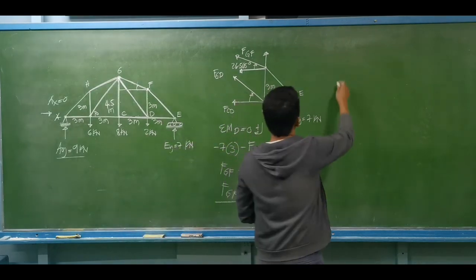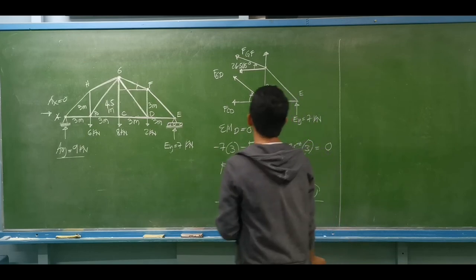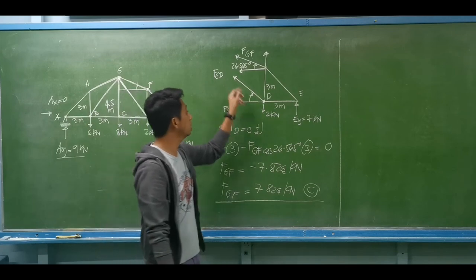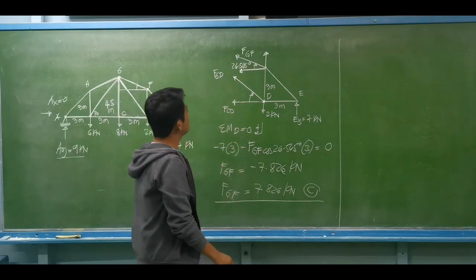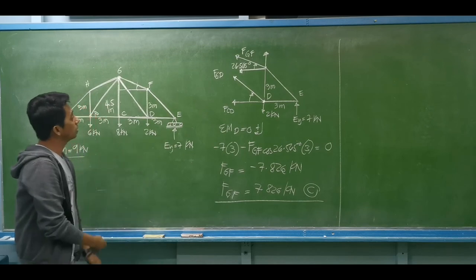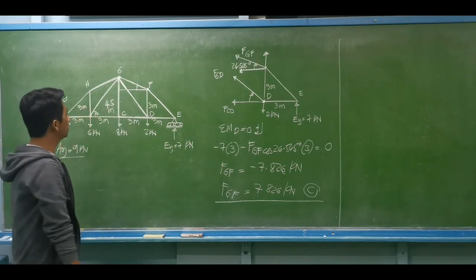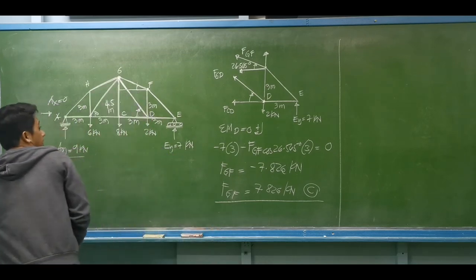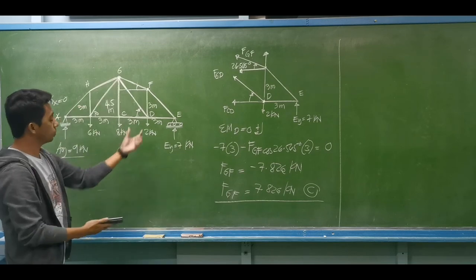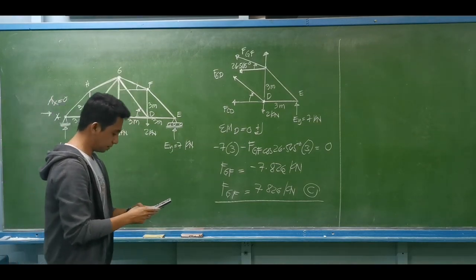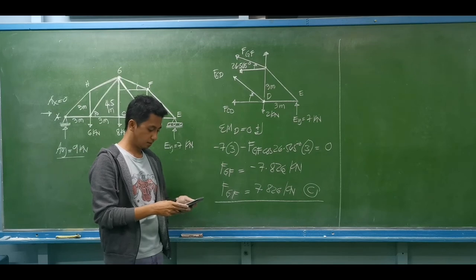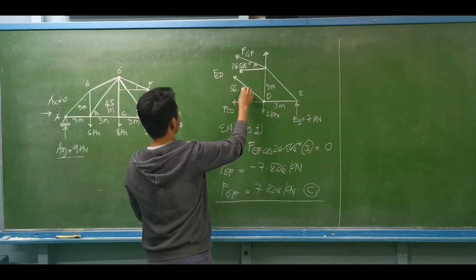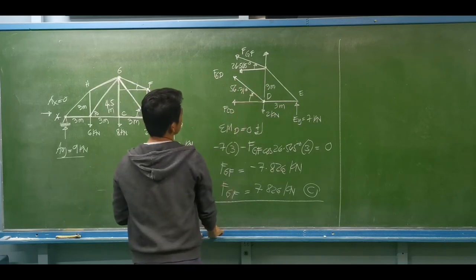Then we may compute for the other bar force member. This is for member GD, which we can do by summation of forces vertical. For summation of forces vertical, we need its corresponding angle again. What will be that angle? This is 4.5 is to 3, so 4.5 divided by 3 equals 56.31 degrees.